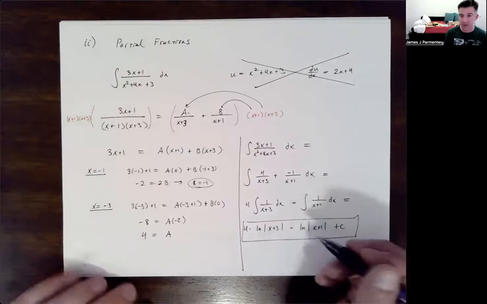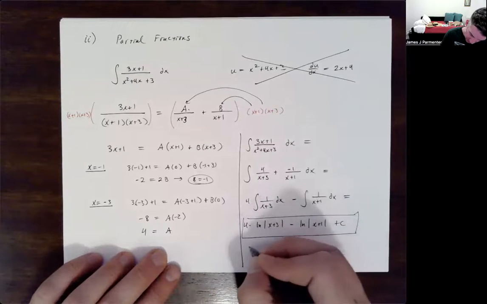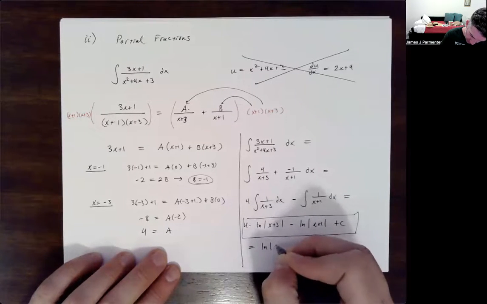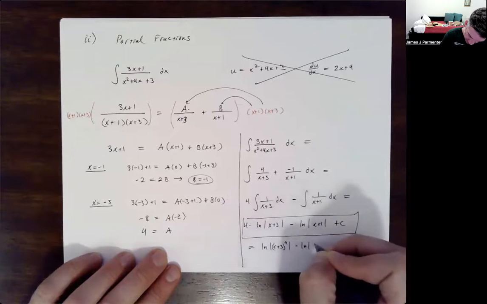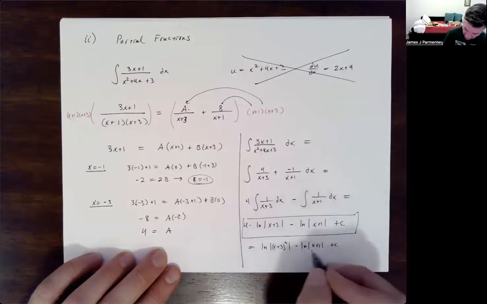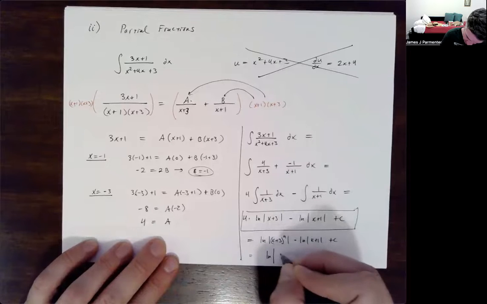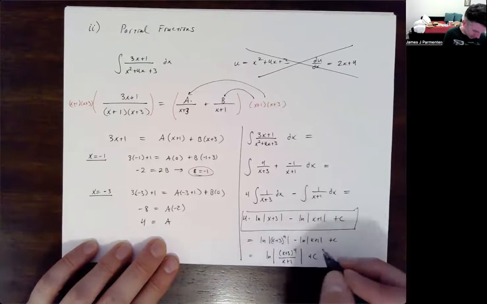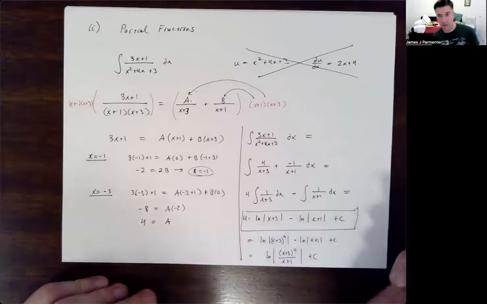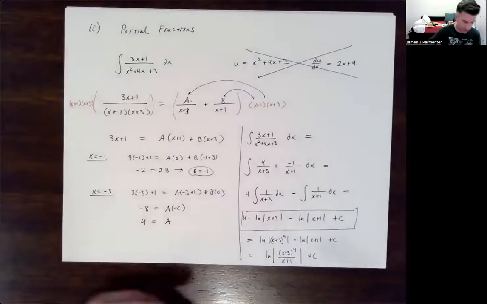I would leave it like this. Some people prefer to compress this into one logarithm to bring this 4 up as a power and write this as the natural log of absolute value of x plus 3 to the 4th minus the natural log of the absolute value of x plus 1. And then combine those as the natural log of this divided by that. So write that as the natural log of the absolute value of x plus 3 to the 4th divided by x plus 1 plus c. I don't see any value in that personally, but you might see a textbook simplify something like that. So just be aware. Sometimes people do funky things with answers.